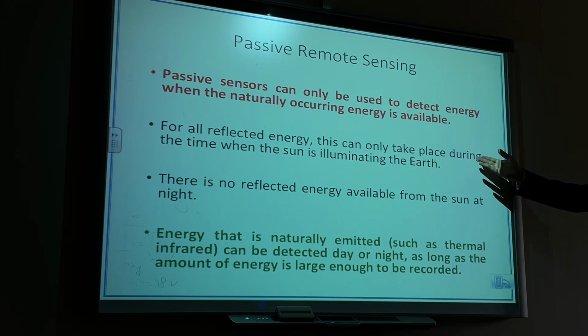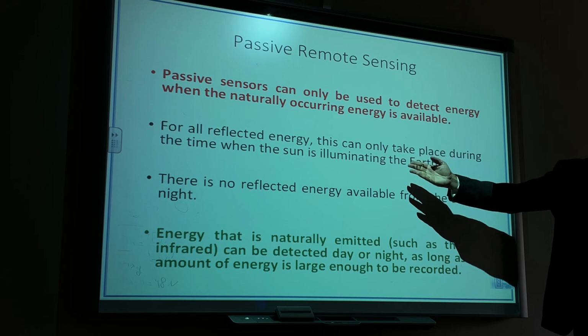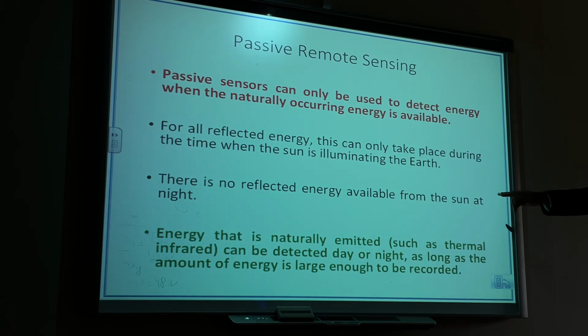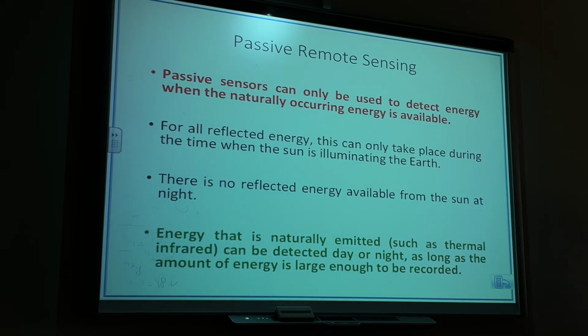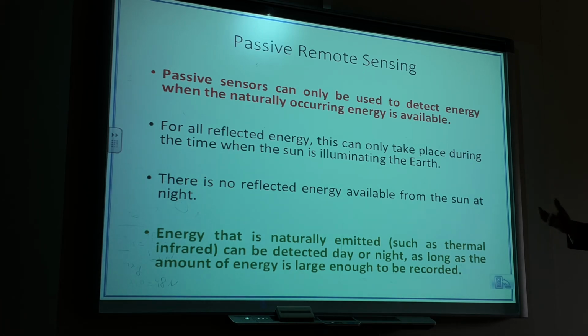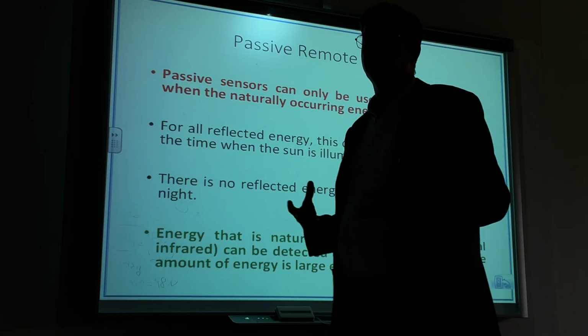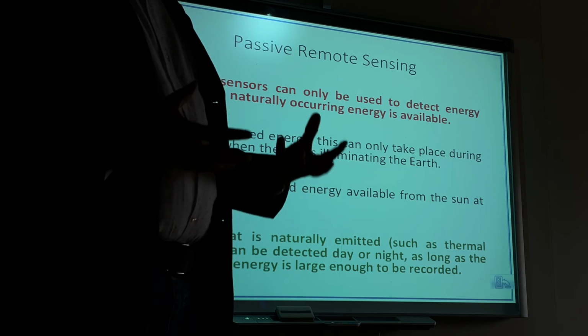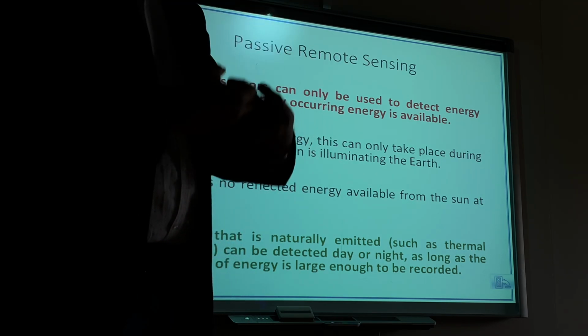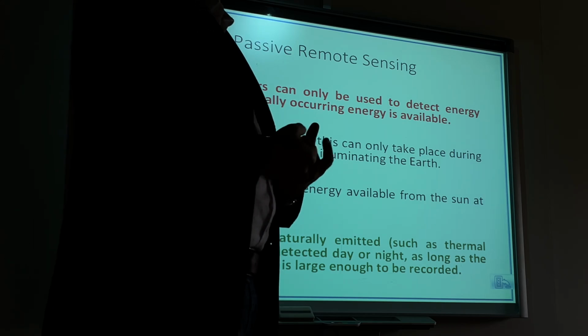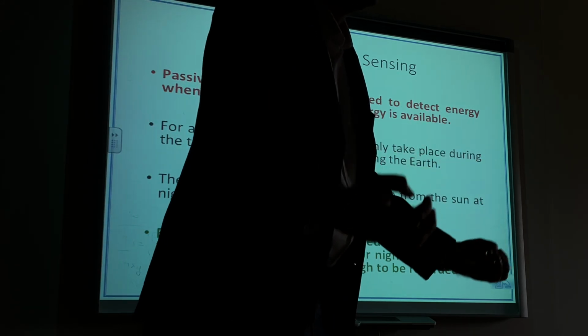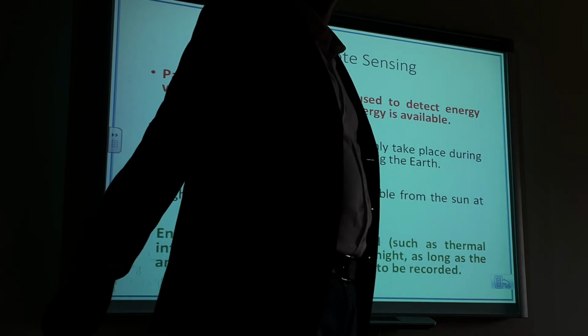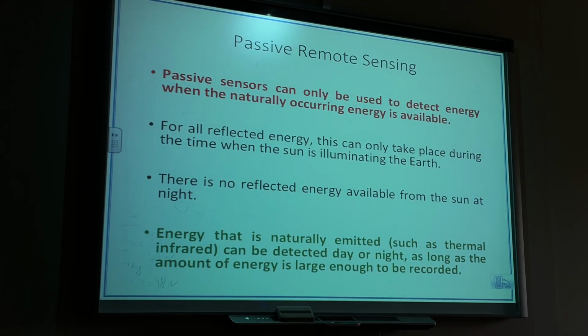For all reflected energy, this can only take place during the time when the sun is illuminating the earth. There is no reflected energy available from the sun at night. So therefore, passive remote sensing cannot be done at night. However, thermal remote sensing can be done at night also. What happens is that as the sunlight falls on the surface of the earth, the earth's surface absorbs that energy, and during the night time when the sun is not there, that absorbed energy is re-emitted. It goes out from the surface of the earth in the form of long wave infrared radiation, which we also call thermal infrared radiation.